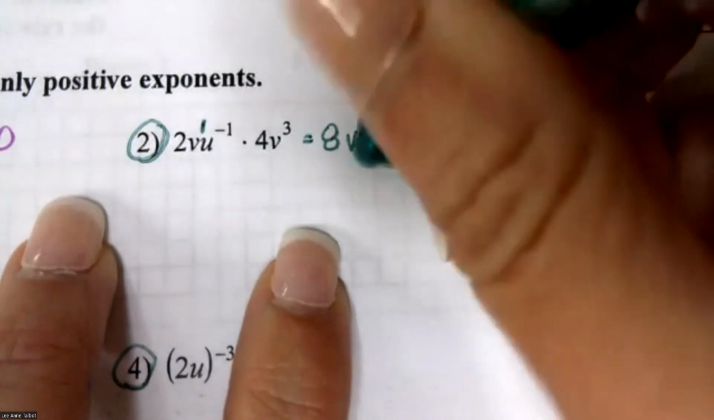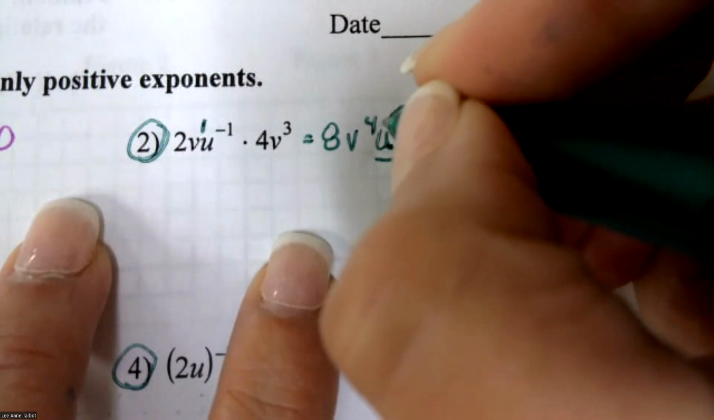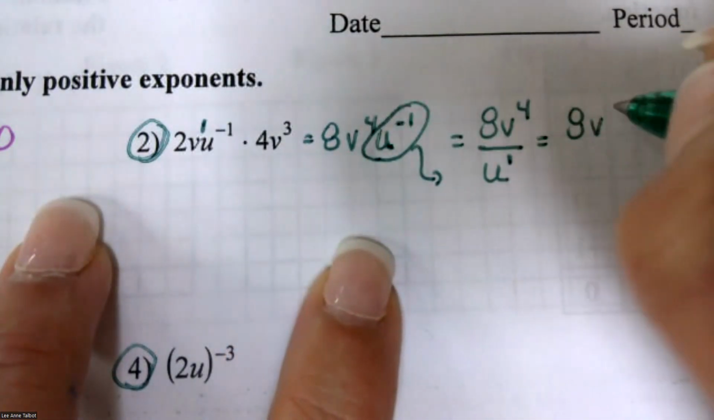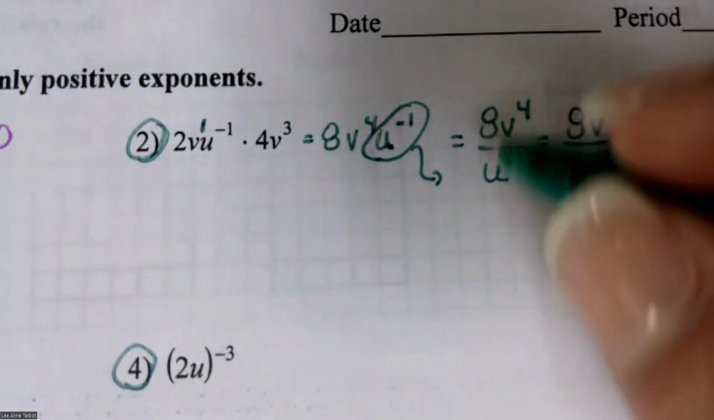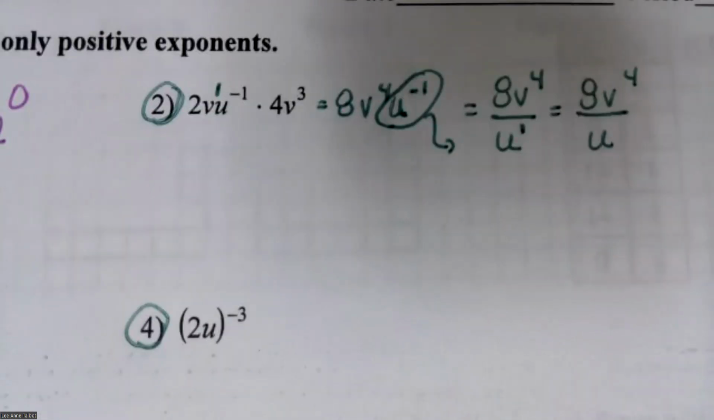I kind of circled that poorly. And then I'm just going to rewrite it over plain U. You don't have to do that part. You can leave it over U to the 1. I will never mark that wrong. It's just that I like to make it look fancy.